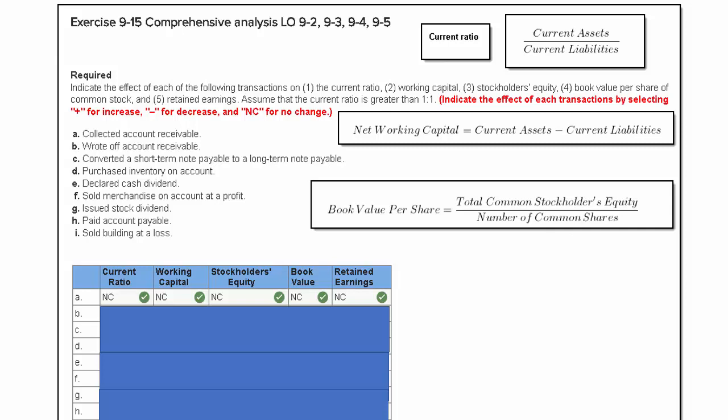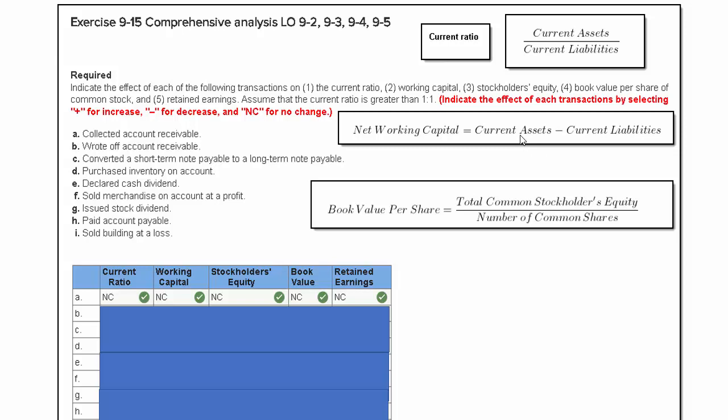All right, so let's look at the first transaction. It says collected accounts receivable. When we collect accounts receivable, what happens? Well, cash goes up and accounts receivable goes down. Both of those accounts are assets. So we can think through what happens on the current ratio. Did current assets increase? No, one went up, one went down, so it stayed the same. Did current liabilities change? No, so there's no effect on current ratio. So we put NC for no change.